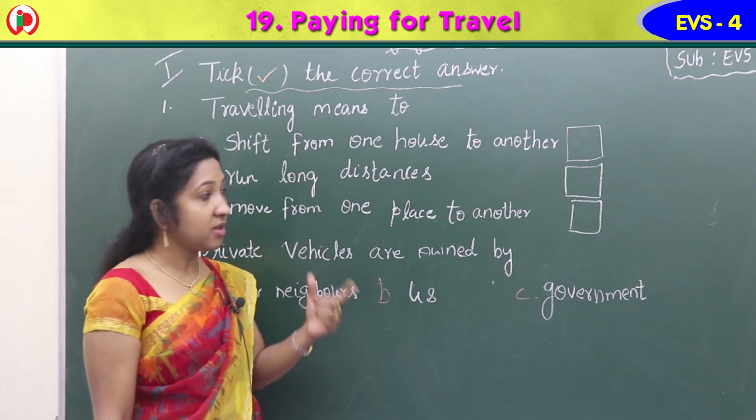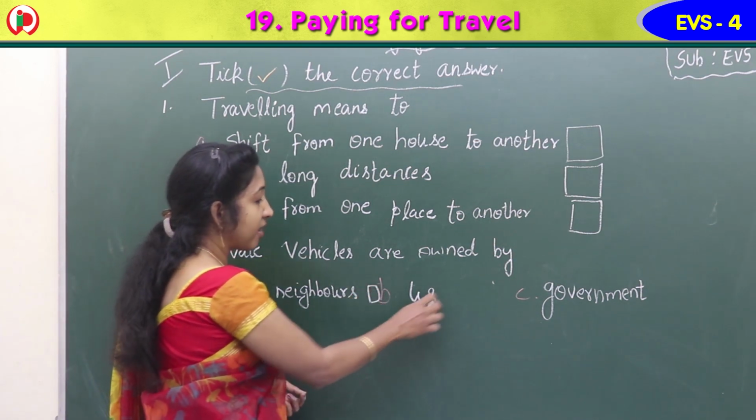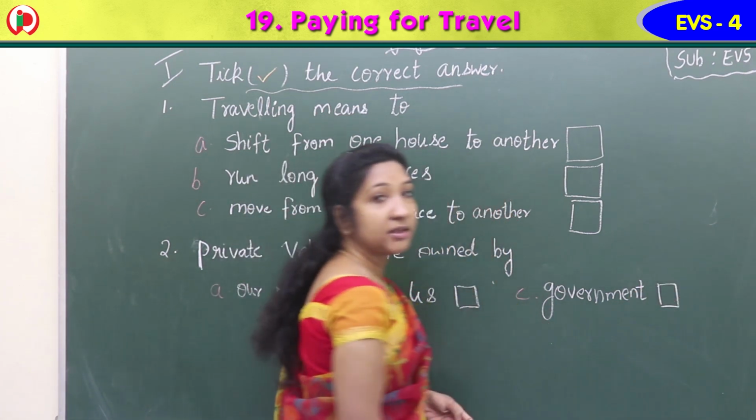Which is the correct option? There you have to tick. Tick in the square box. Square boxes are there near each option. There you have to tick.